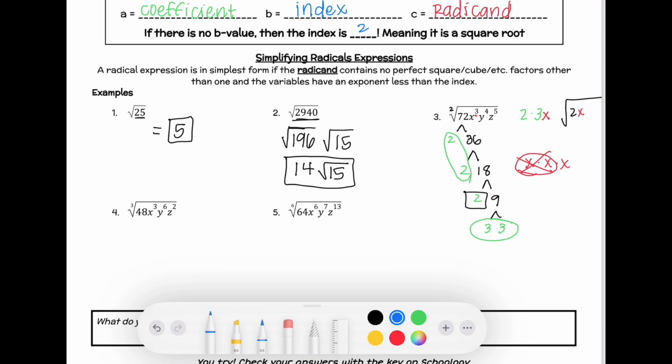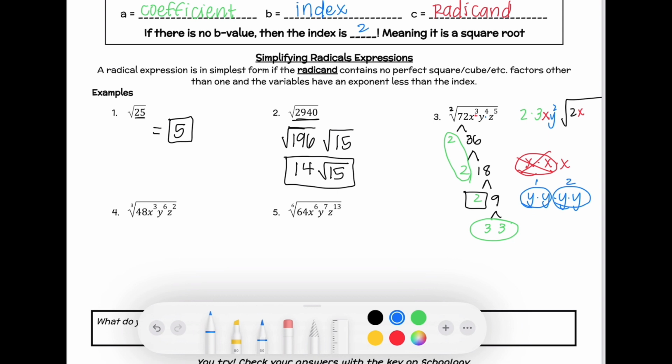So next we're going to do our y's. We have 4 y's. So we have y times y times y times y. So we're going to go ahead and circle our 2 y's, circle our 2 y's. So we have 2 groups of 2. So when you have more than one group, this is where our exponent comes into play. So this is why we would have y squared, because we have one group and we have 2 groups.